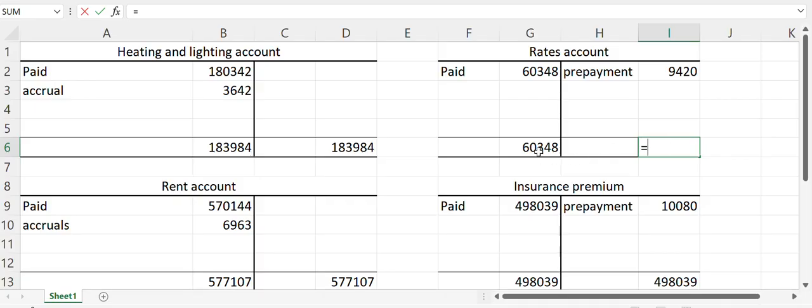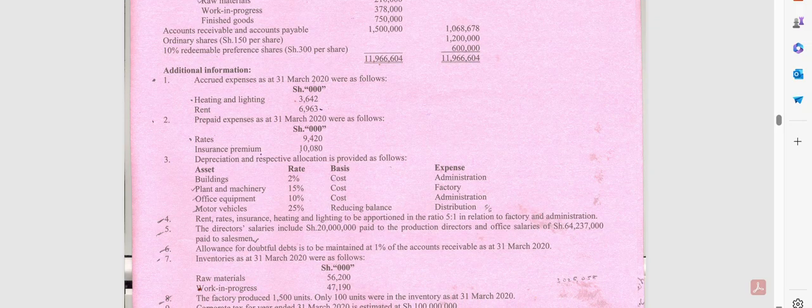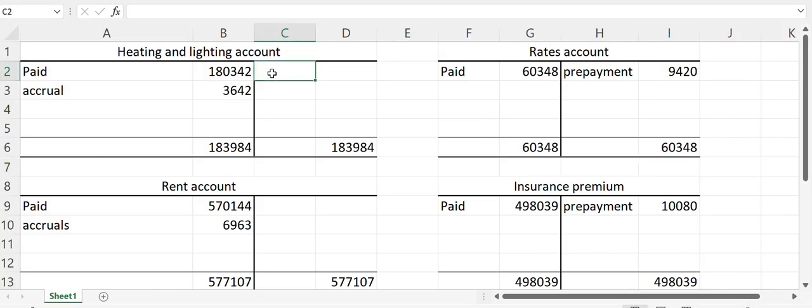So we've been told, go back to that information. In the additional information number 4, rent, rates, insurance, heating and lighting are to be apportioned in the ratio 5:1 to factory and admin. So we come back to our account here. We are going to apportion this to factory and admin. Let me just use F and A. F for factory, A for admin. Balancing figure is going to be on this side.